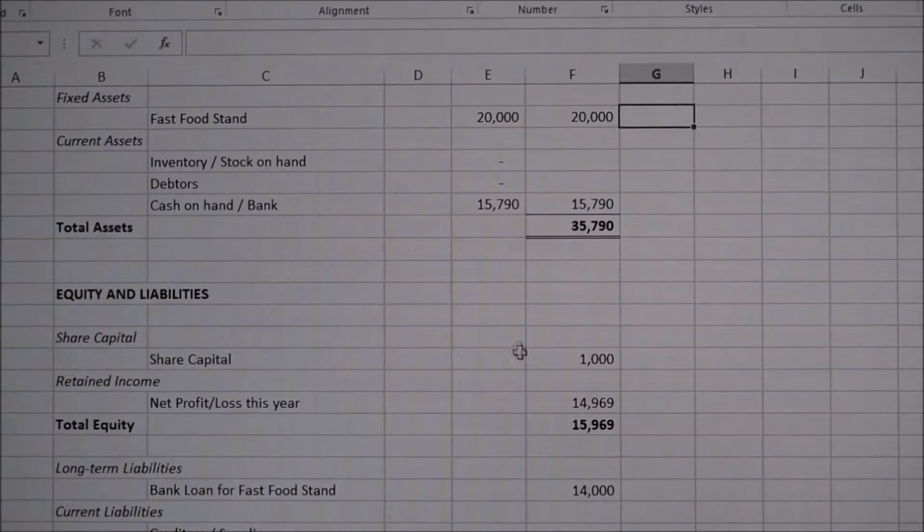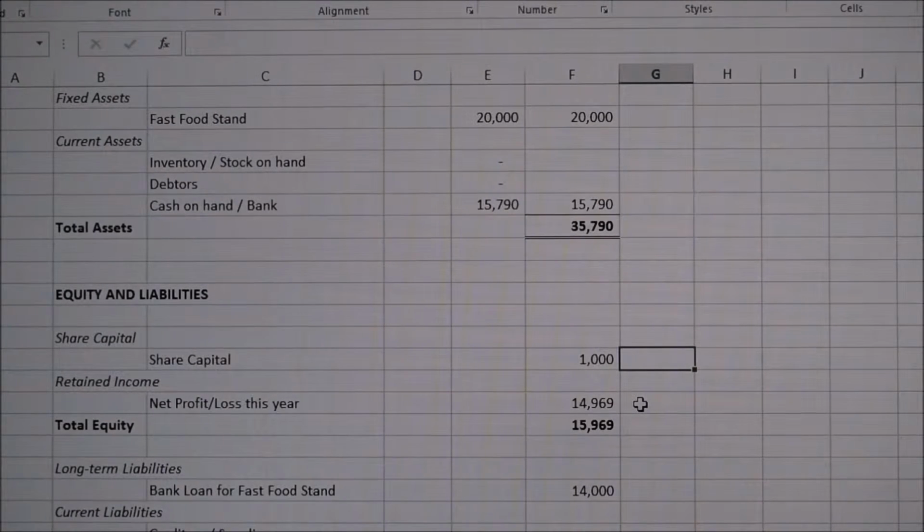If you move slightly down, you then list your equity and your liabilities. That would be any money that you have invested into the company as the owner or as a shareholder. And in our case, we started the business off with 1,000 Rand in our bank. We made a profit on our income statement of 14,969 Rand. So that is brought forward as net profit or retained income.